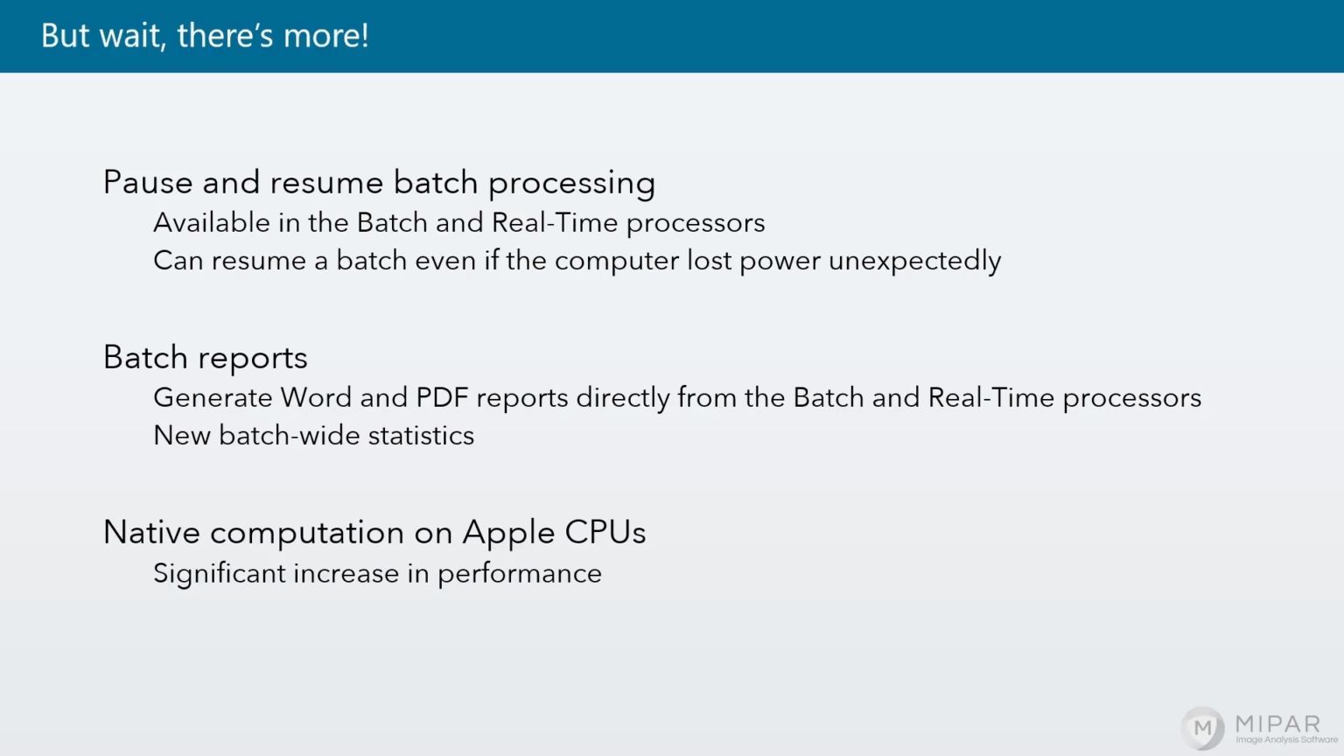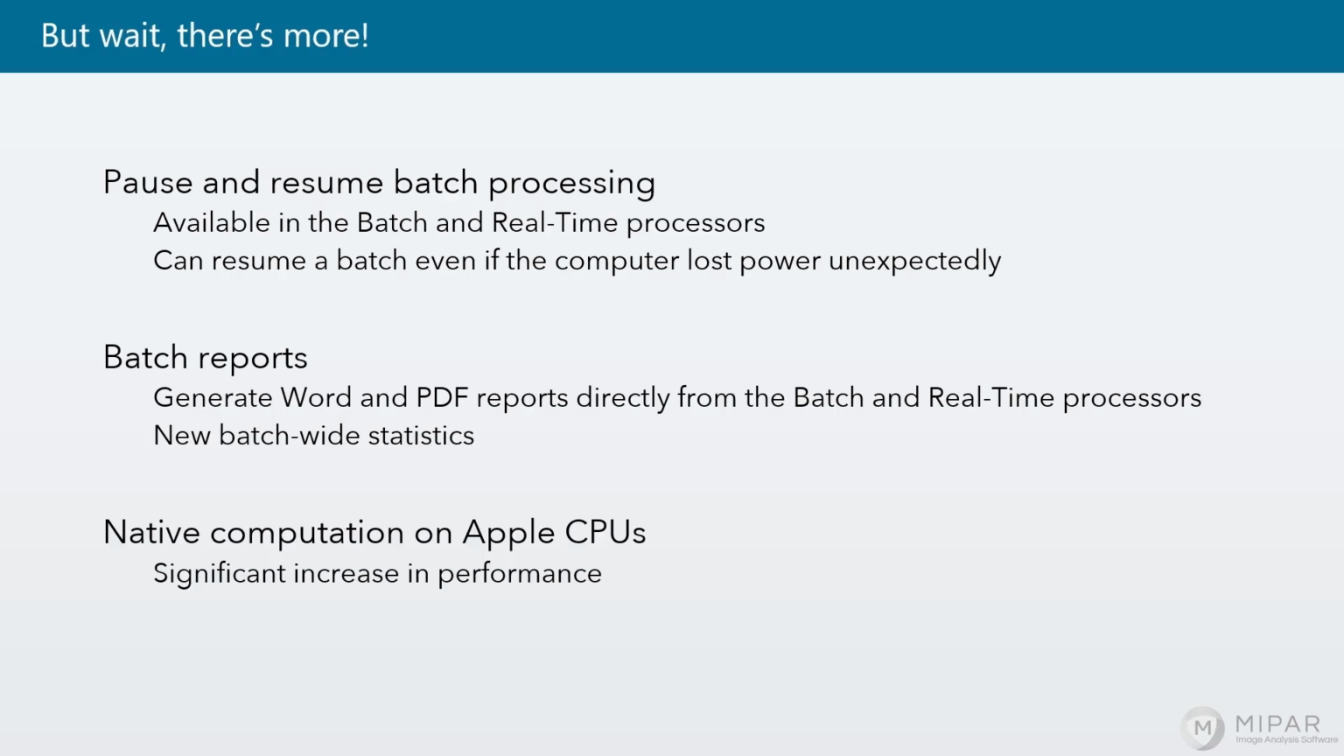Now, depending on what version you're coming from, there may be several other features new to you in version 5 that we didn't get a chance to cover today. For one, batch processing can now be paused and resumed on demand. Even if you pull the plug on your workstation mid-batch, after booting back up, you can pick up right where you left off without losing any work.